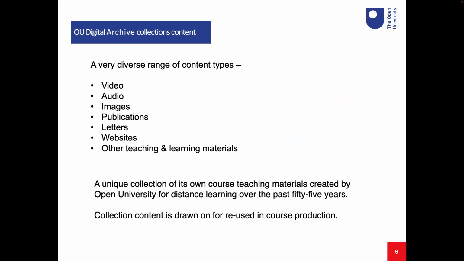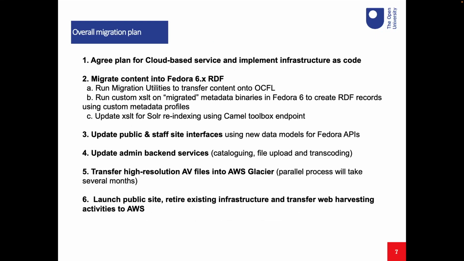So yeah, the archive has a wide variety of content. The main thing is that it's really our own teaching materials generated by the Open University, and much of it was also created in partnership with the BBC, that's the British Broadcasting Company, over the years. And as well as public access, staff access is really important to us, particularly since the site is quite heavily reused for course production. So yeah, quite a lot of staff usage there.